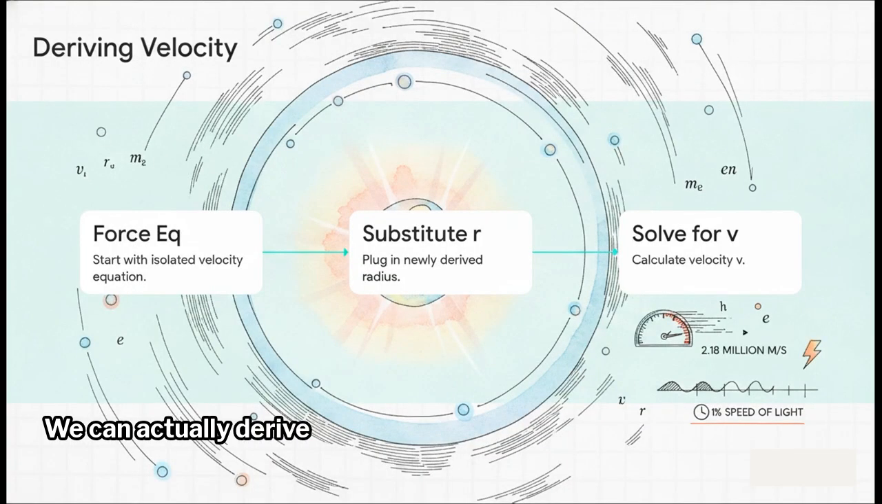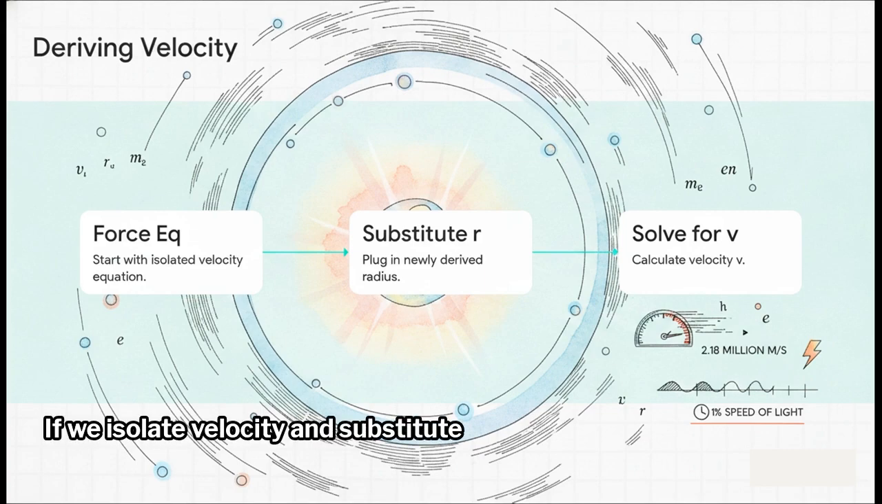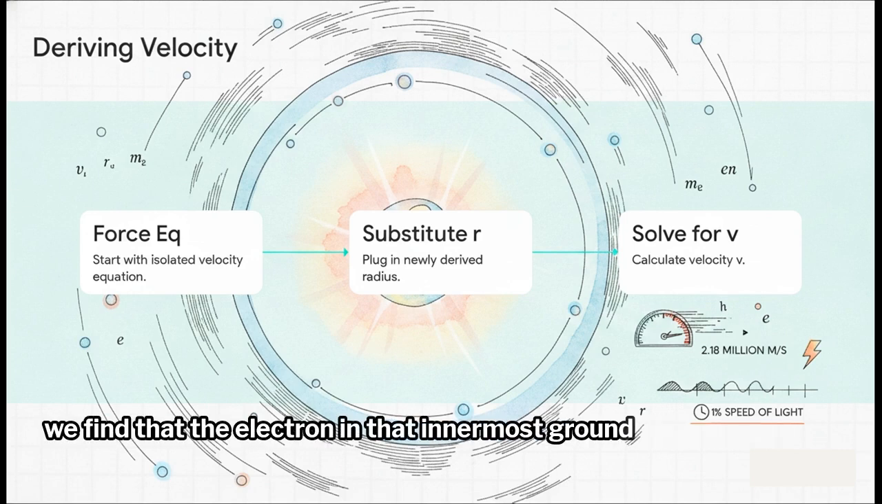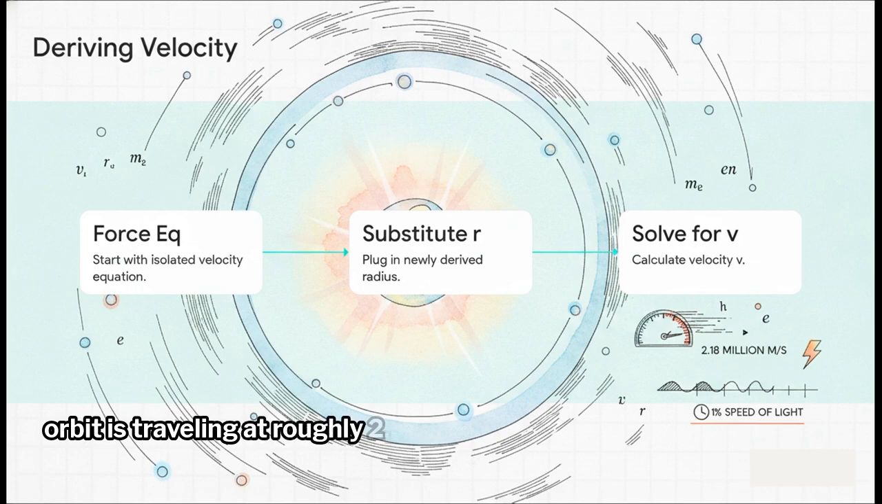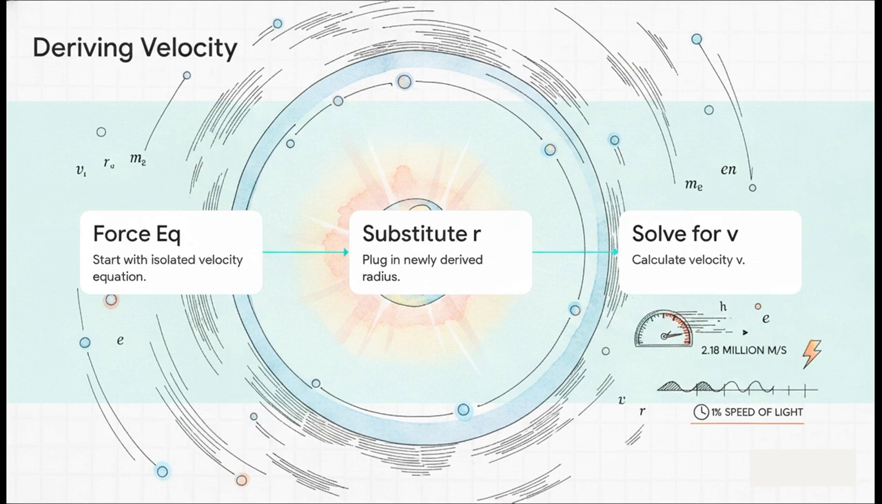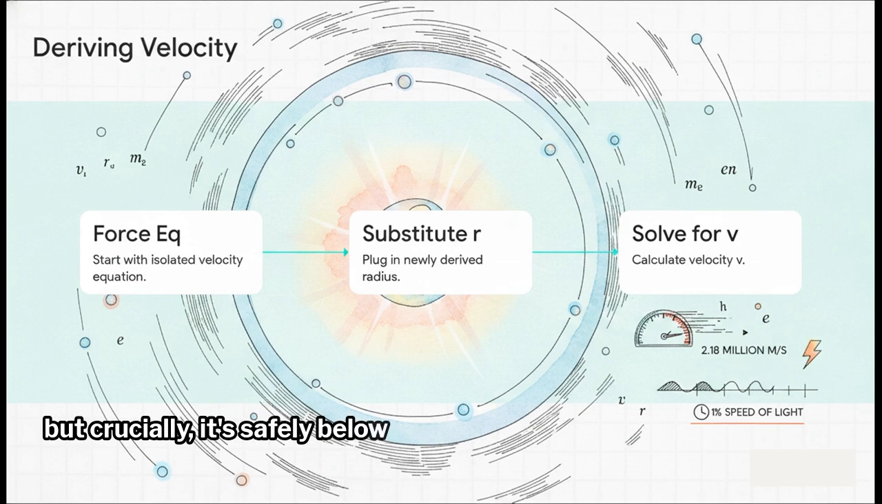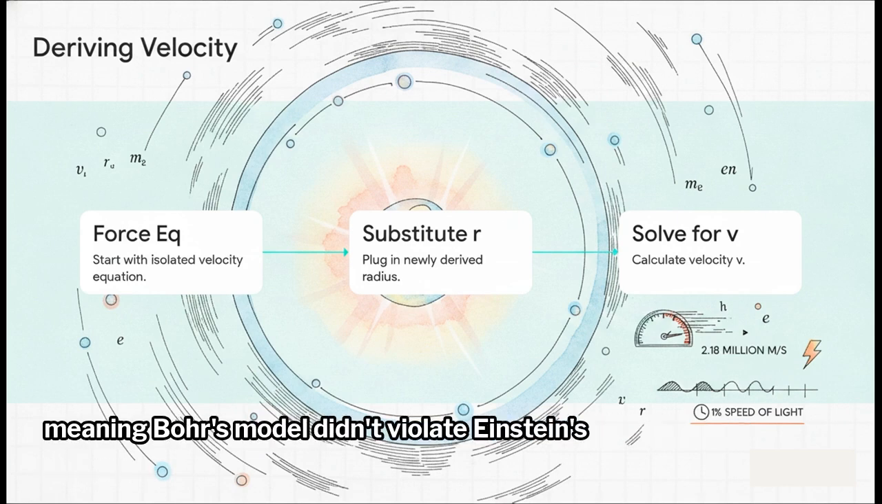We can actually derive the electron's velocity using that exact same logical flow. If we isolate velocity and substitute in our newly derived radius, we find that the electron in that innermost ground state orbit is traveling at roughly 2.18 million meters per second. That is intensely fast. We're talking about 1% the speed of light. But crucially, it's safely below the ultimate speed limit of the universe, meaning Bohr's model didn't violate Einstein's theory of relativity.